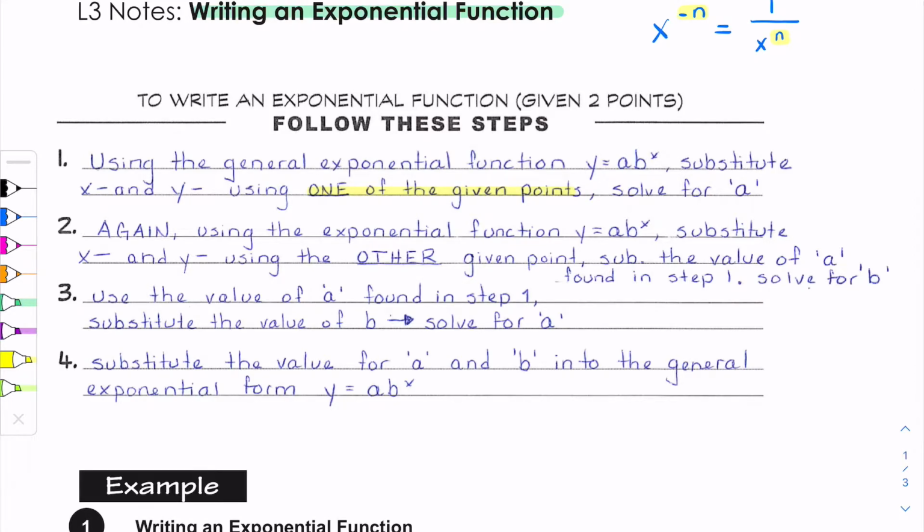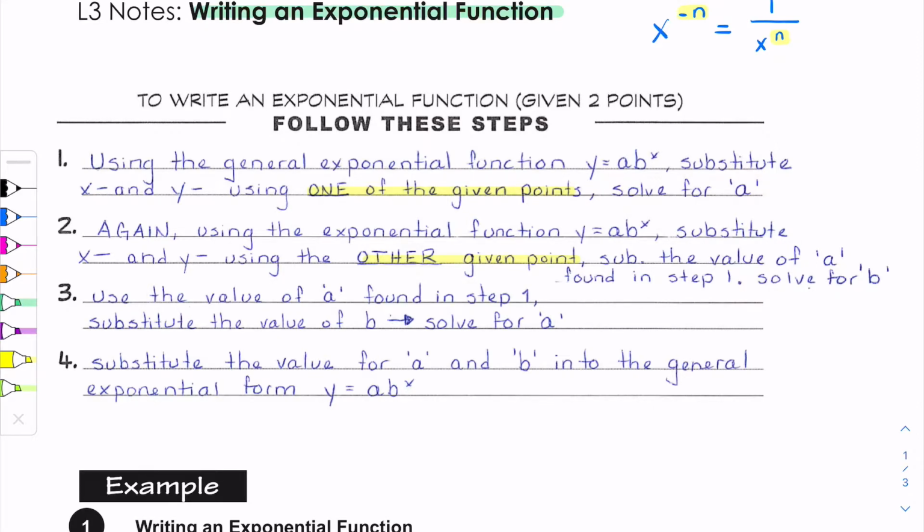For step 2, you need to use the exponential function a times b to the power of x, substitute x and y using the other given point. You also substitute the value of a found in step 1 and you solve for b. For step 3, you use the value of a found in step 1, you substitute the value of b that you found in step 2, and you solve for a.